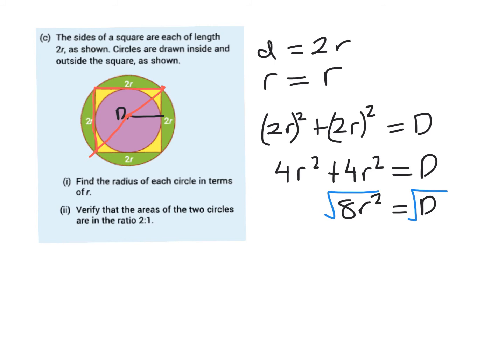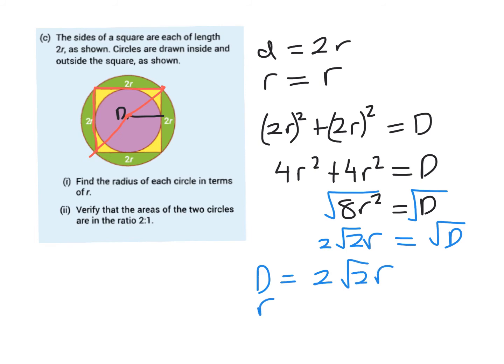So the square root of 8, that's going to give me 2 root 2 r, and that's going to be equal to the square root of the diameter. So our diameter is such, that's our diameter, the value of our diameter. So what we see then is that if our diameter is equal to 2 root 2 r, then our radius is going to be half of that. So if I divide that by 2, it's just going to be root 2r.